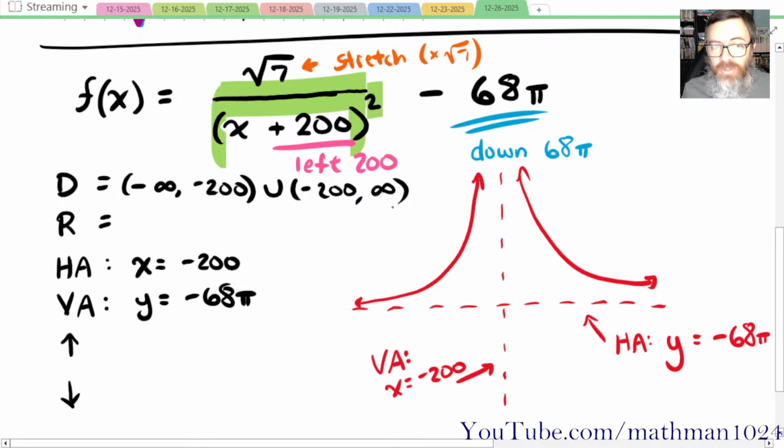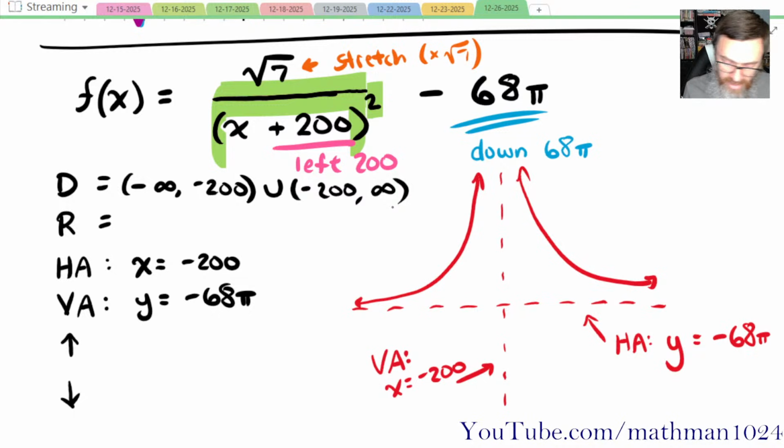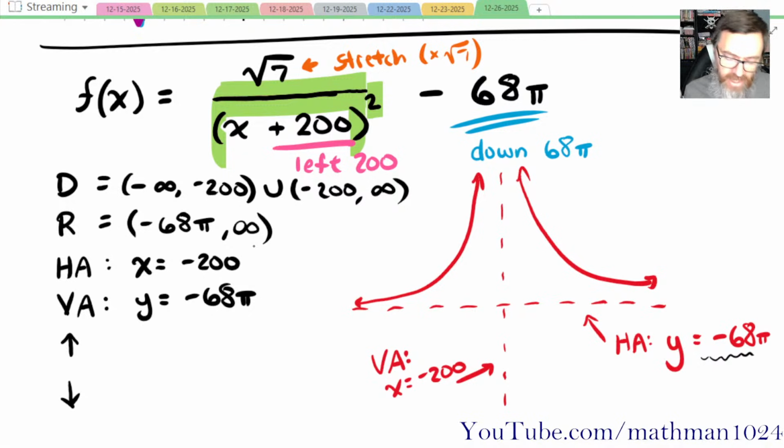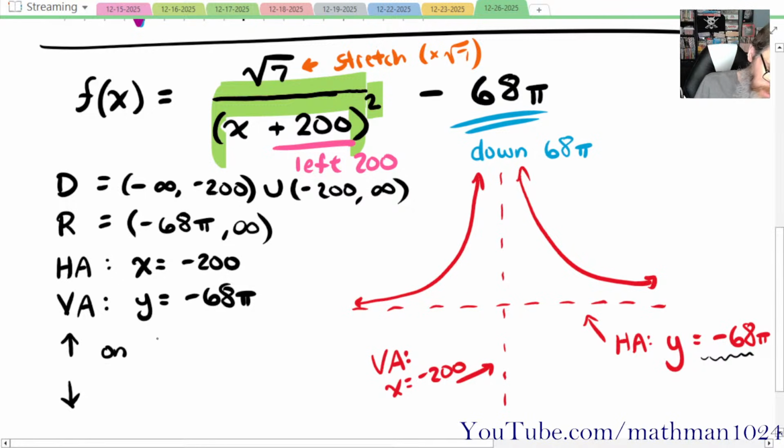And what about my range? My range going from bottom to top starts at y equals negative 68 pi, really just above that. So parentheses, negative 68 pi, and going all the way up toward infinity. There's nothing below it. And now increasing and decreasing. As I go from left to right, we see that on the left half here, I am going up, so I'm increasing on that open interval from negative infinity to negative 200.